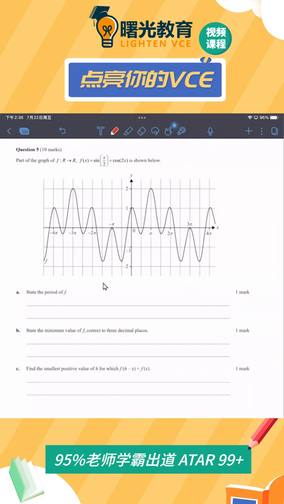Today, let's review a real question from last year, Exam 2 from the Methods. This is Question 5, which is an extended response, obviously. Normally, we have 120 minutes in the test.